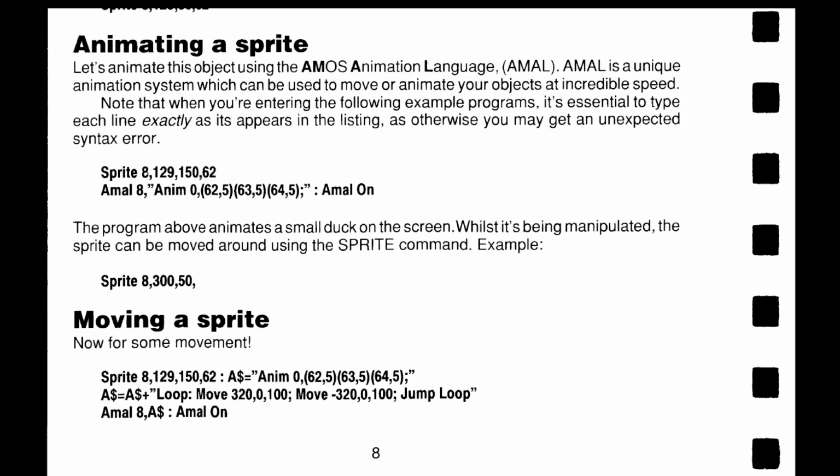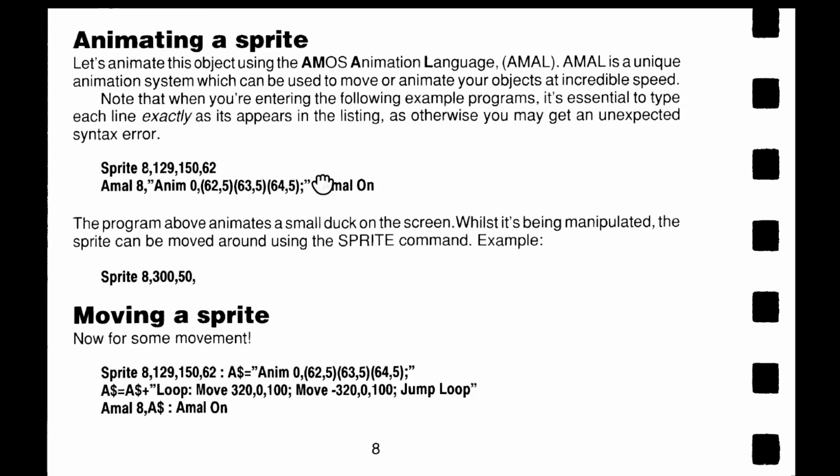AMAL is a unique animation system which can be used to move or animate your objects at incredible speed. Note that when you are entering the following example programs, it's essential to type each line exactly as it appears in the listing, as otherwise you may get an unexpected syntax error. Sprite 8,129,50,62. Amal 8, "M 0,62,5,63,5,64,5". Amal on. The program above animates a small duck on the screen. Whilst it's being manipulated, the sprite can be moved around using the sprite command.